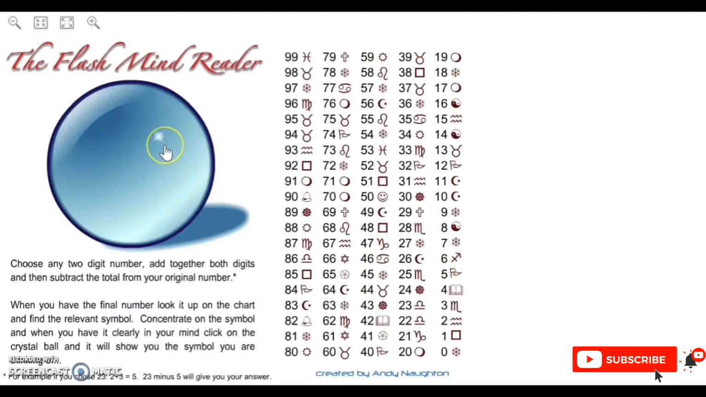Now let's try again. Let us take a bigger number, for example 96. So 9 plus 6 is 15. So 96 minus 15 will be 81. Now, see where that number 81 is? Yeah, in front of that 81 there is a flower-like symbol. You can see that, right?